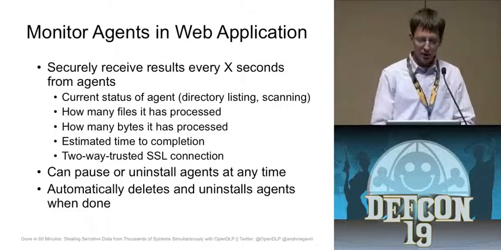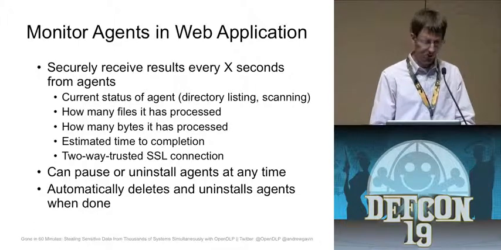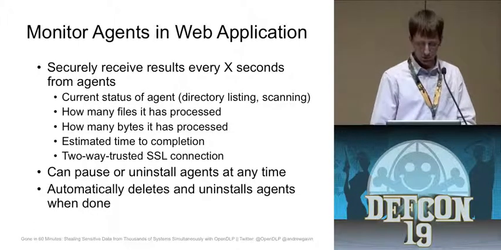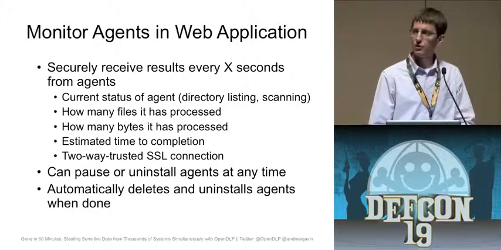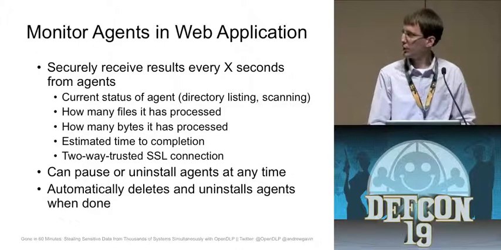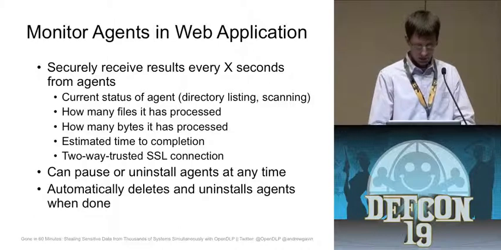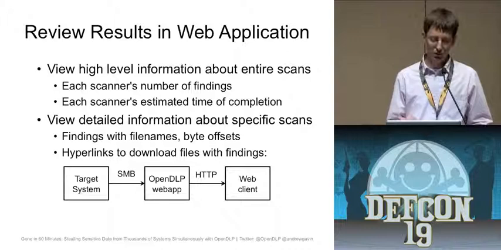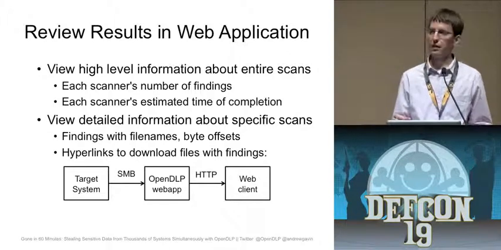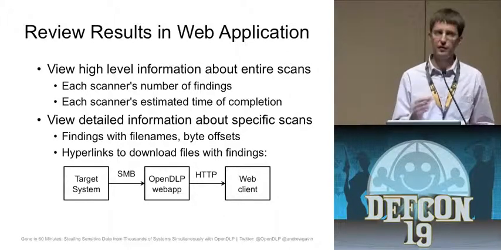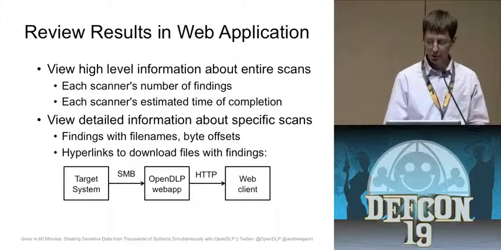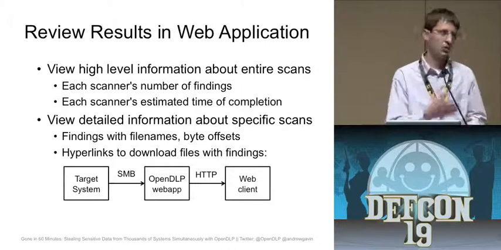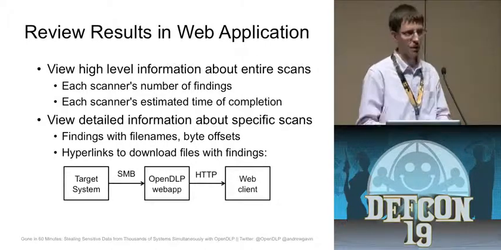In the web app, you can monitor the agents, and as I said before, it's going to ping with results every so often, and you can see how many files and bytes it's processed. You can control the agents: pause, stop, uninstall, resume. You can also view the results live as they're coming in. If you see a finding, you can download that file just to verify it's actually there. There'll be a little hyperlink there, and it'll tell you the byte offset inside the file where it thinks it found whatever regular expression. Like I found an SSN at offset 500 in this file.